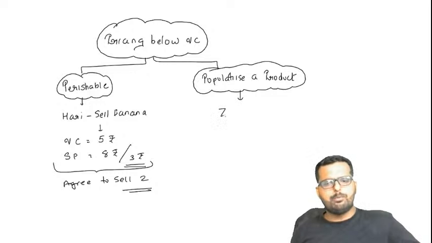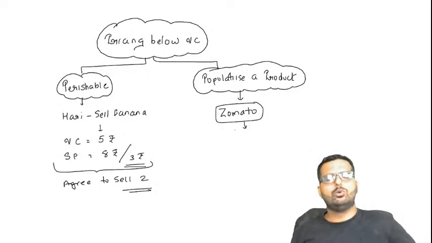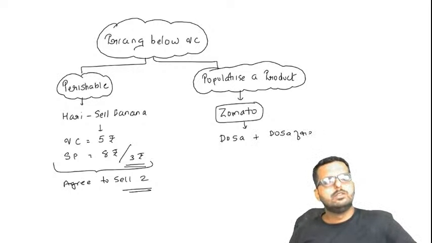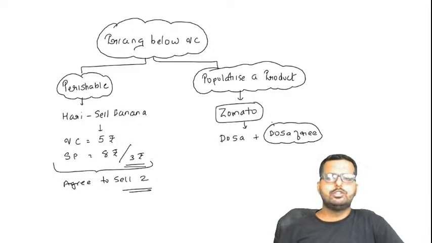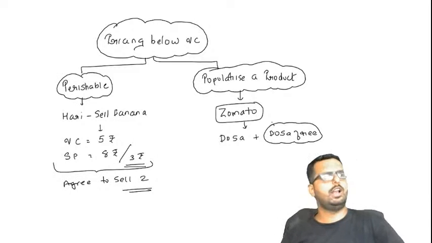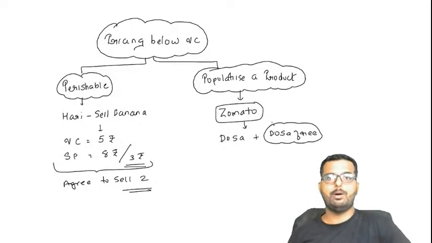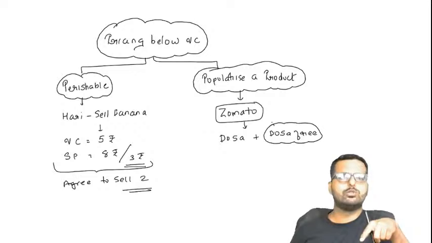To popularize a product, the ideal example is Zomato. There was an offer in Zomato that if you buy one dosa from a restaurant, you get one dosa free. That is a crazy offer that Zomato gave. Which means if suppose I go to Sharvana Bhavan and I order one dosa on Swiggy, sorry, not on Swiggy, on Zomato, they will deliver 2 dosas to you.